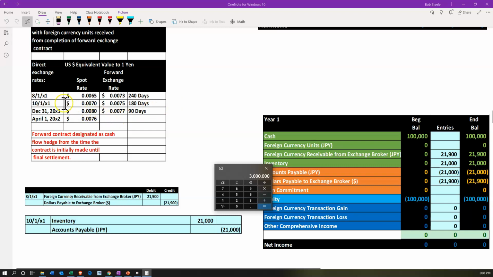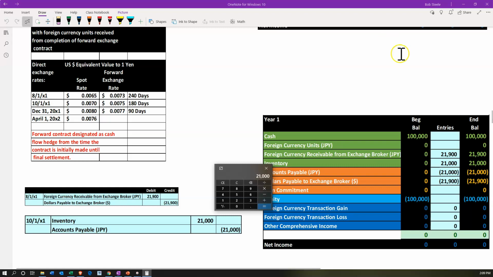Now we got the inventory on 10/1, and the question is, do we use the spot rate or the forward rate? You might be saying we're going to use the forward rate because we're not going to pay for it until April, but we typically use the spot rate. I would think about that as valuing the inventory that we got right now in terms of today, which means we're going to use the spot rate on the exchange rate, which is 0.007 here. So we're going to multiply this times 0.007, the spot rate, the current exchange rate.